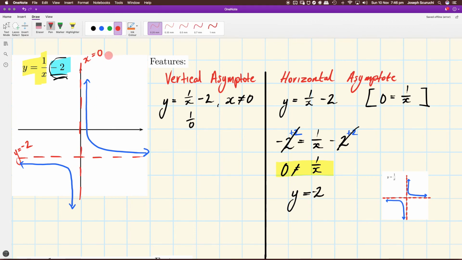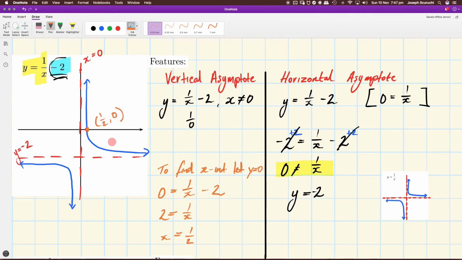Another important thing we need to realize is I also have an x-intercept here. Let me do that in a different color. I also have an x-intercept, and the way I would find that is to find the x-int, let y equal 0. So I would get 0 equals 1 over x minus 2, do some rearranging, and I'd be left with x equals 1/2. So here would be (1/2, 0). That would be my x-intercept.